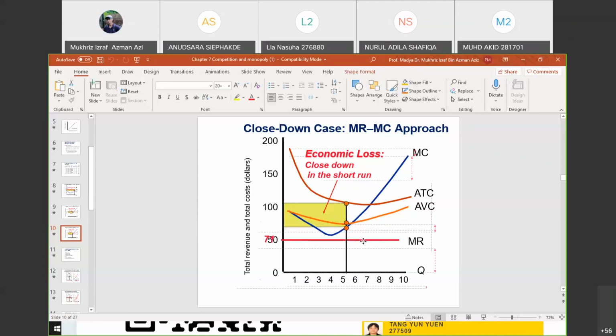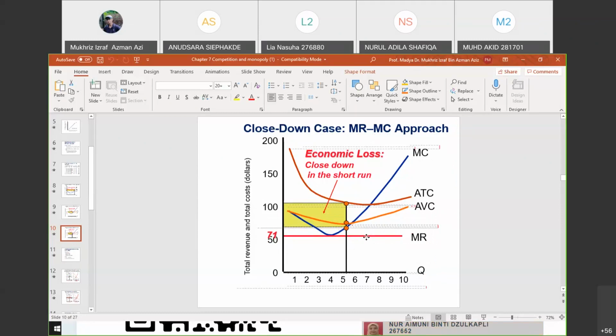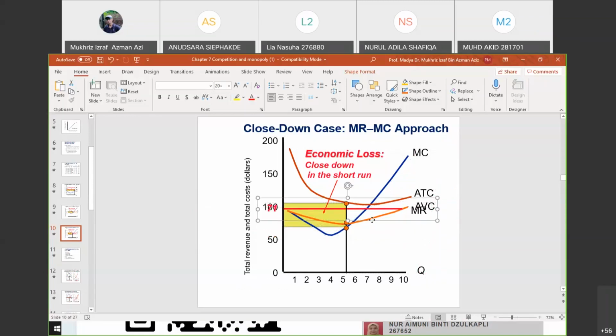If the price is below the average cost, it means the firm needs to completely close the business. But if the price is at the minimum of average variable cost, the firm can decide whether to continue or to leave the market. Sorry, it's not supposed to be this point, it's supposed to be this point, the average variable cost, not the marginal cost.